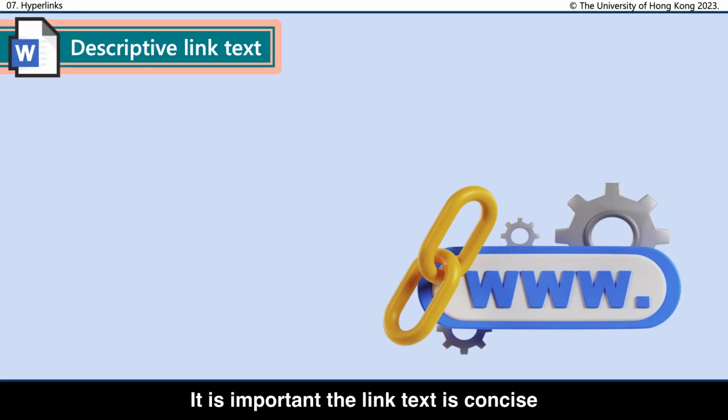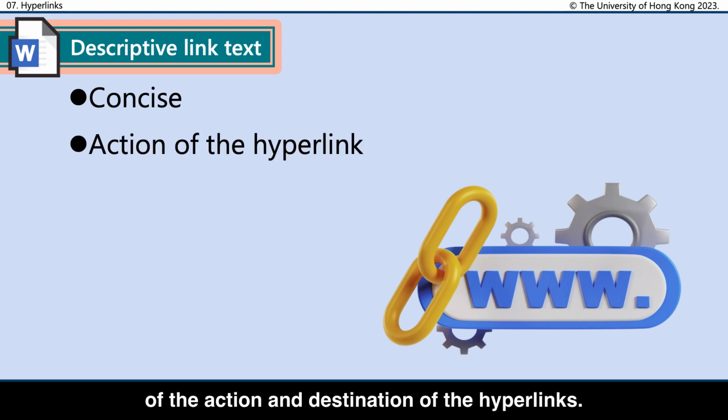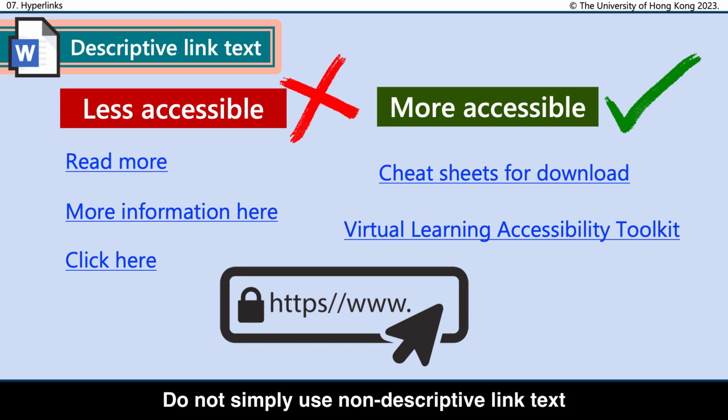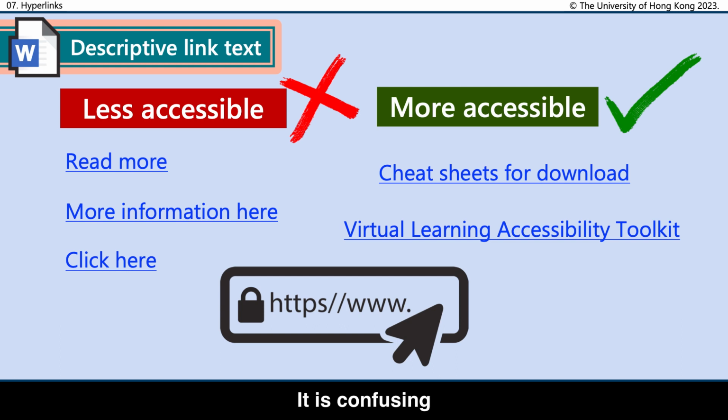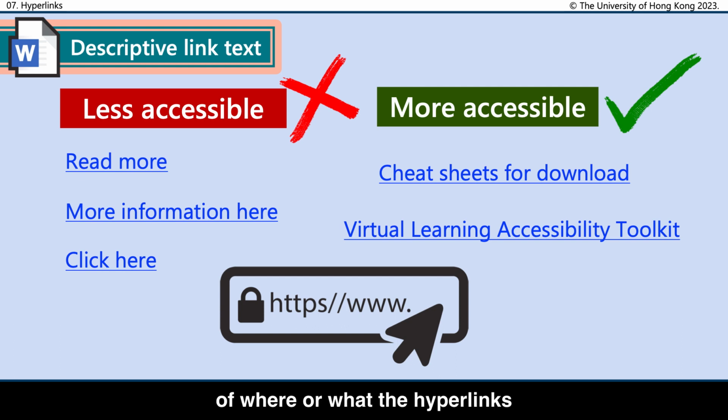It is important the link text is concise and gives relevant information of the action and destination of the hyperlinks. Do not simply use non-descriptive link text such as read more or click here to present the hyperlink. It is confusing as it does not provide meaningful information of where or what the hyperlinks will take the users to when used out of context.